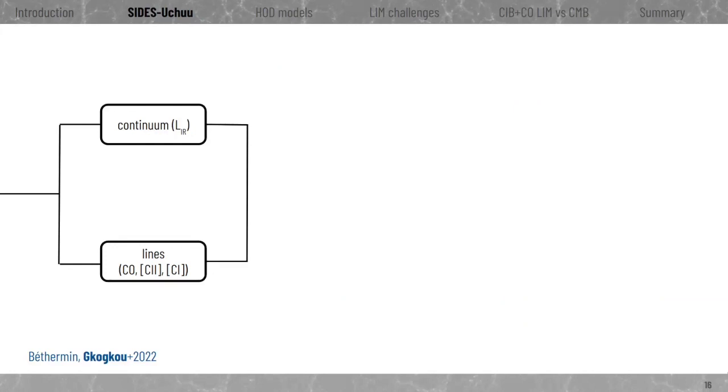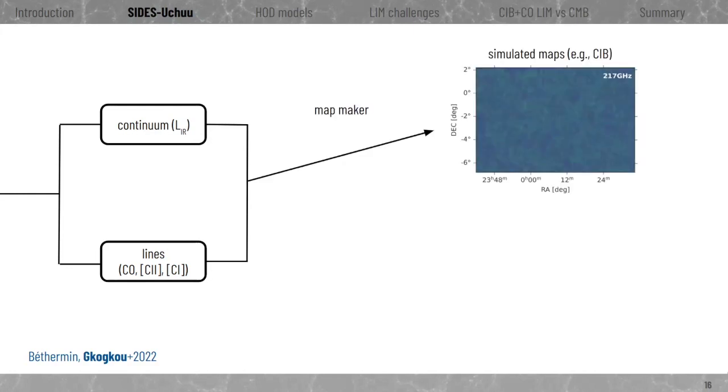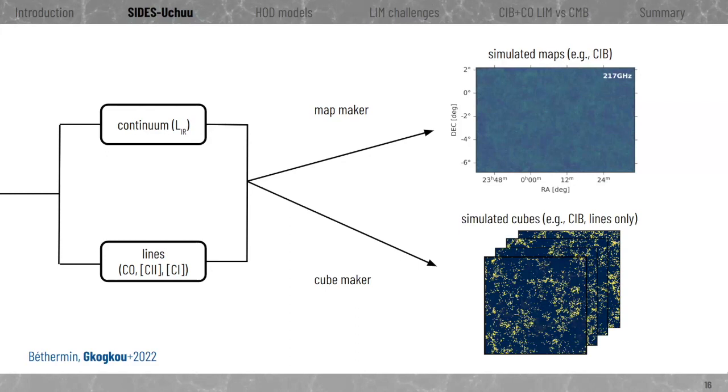So at this point of the code, we have as an output a huge catalog of all the galaxies with properties, continuum emission, and line emission. We can put them through a map maker or a cube maker, passing through a filter that the user wants, and we can simulate a 2D intensity map like that, or a 3D cube like the line intensity maps that we expect to get from experiments.